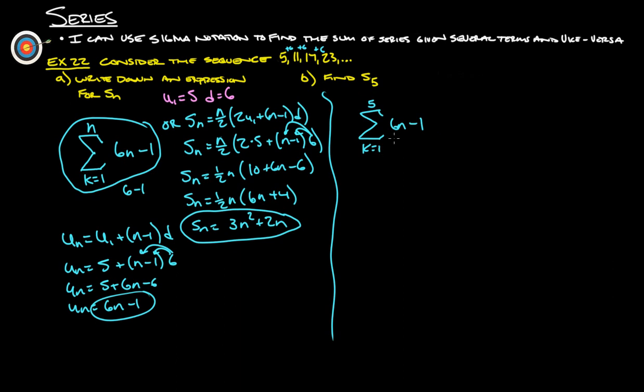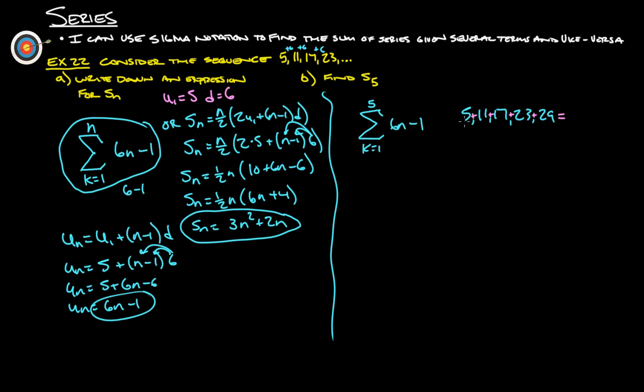So plug in 1, 6 times 1 is 6, minus 1 is 5. Plug in 2, 6 times 2 is 12, minus 1 is 11. Plug in 3, 6 times 3 is 18, minus 1 is 17. 6 times 4 is 24, minus 1 is 23. And then the last one, 5. 6 times 5 is 30, minus 1 is 29.